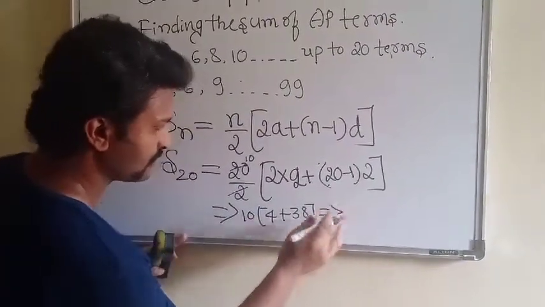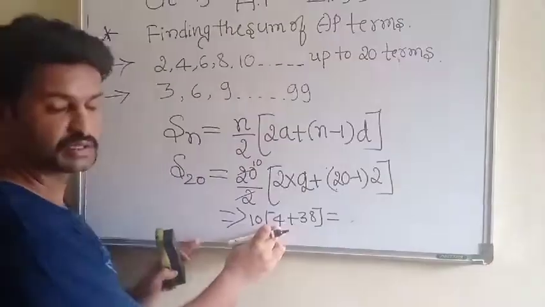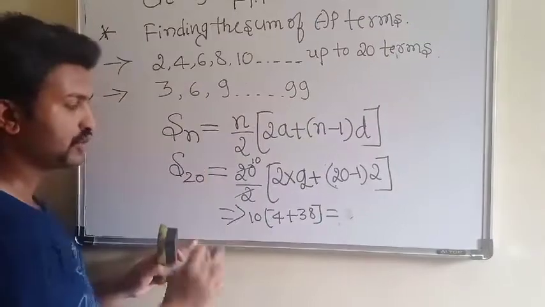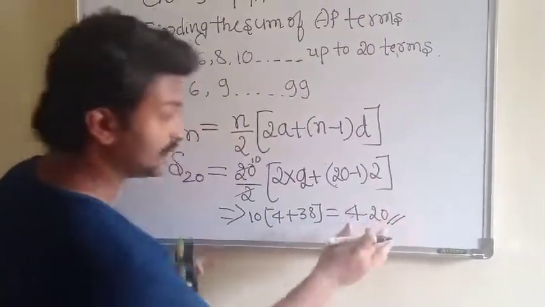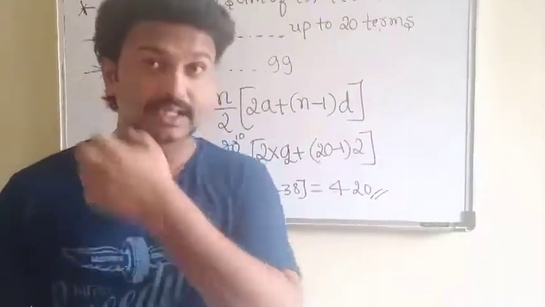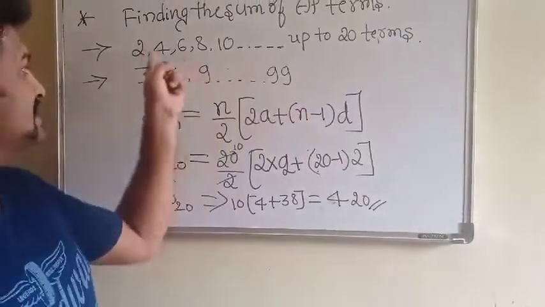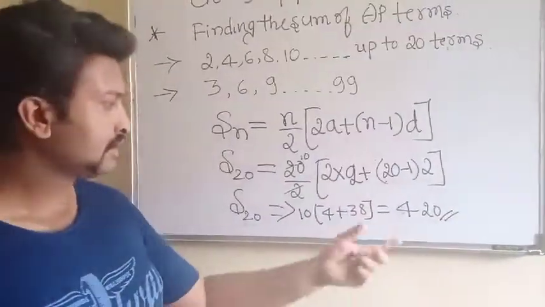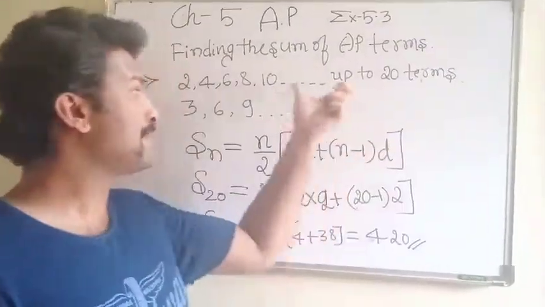This equals 38 plus 4, 42. 42 into 10, 420. This 420 is the sum of all the 20 terms in this AP. This way we can easily find the sum of all the 20 terms in the AP.